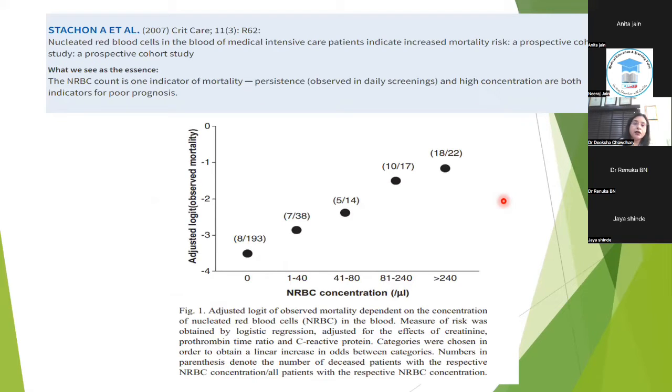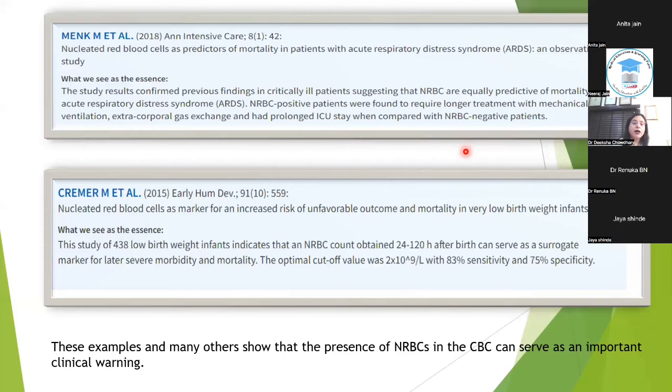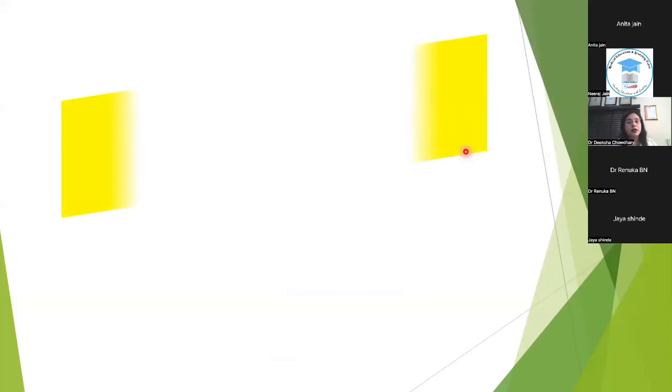Another study in case of medical ICU patients, it was again seen that as the counts of NRBC increase in blood, so does the percentage of mortality. So here we have 8 out of 193 patients, and here we have 18 out of 20 patients facing mortality. So there were many other studies, and these examples and many others show that the presence of NRBCs in the CBC can serve as an important clinical warning.